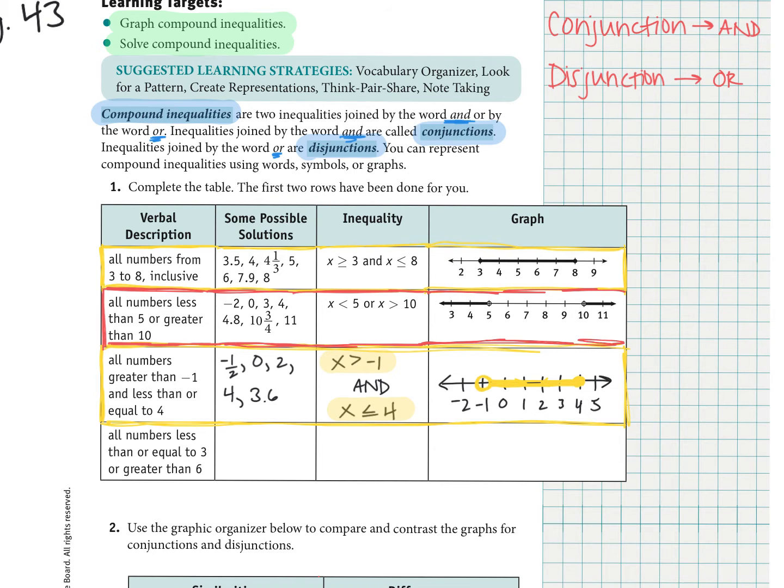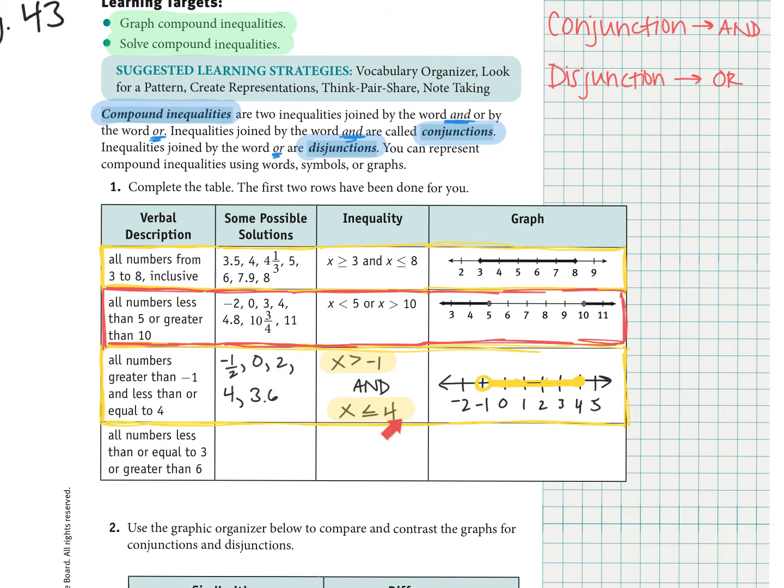If we take a look at our graph, we can see we have an open circle at 5, an open circle at 10. And if we want all the values to be less than 5, we're shading that way. If we want all the values to be greater than 10, it's that way. So that's why our numbers are going to be in this section or this section. That's why it's an or statement.